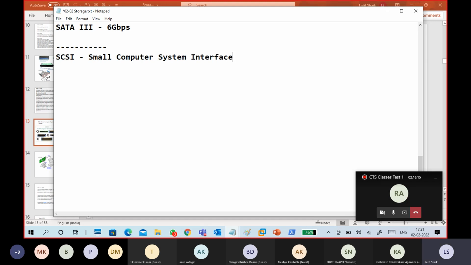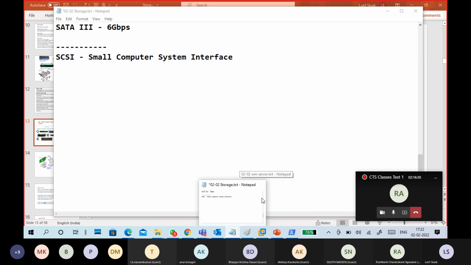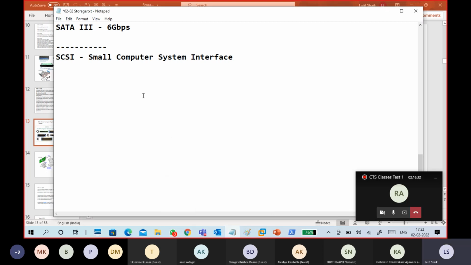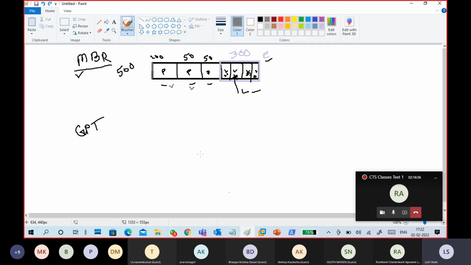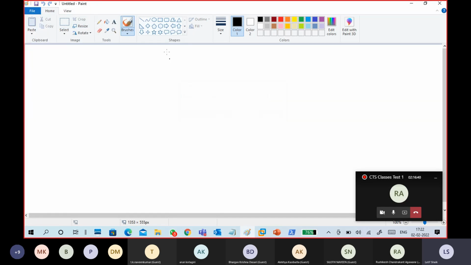Okay, small computer system interface. What is SCSI? Small computer system interface. What is this small computer system interface? Definitely, we need a little diagram, so I'm putting it here, and then I will explain.